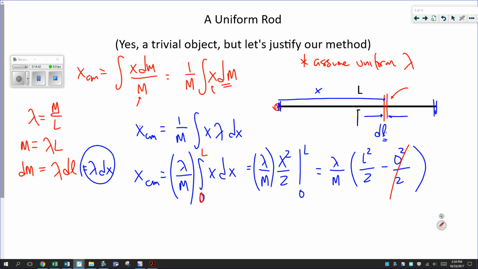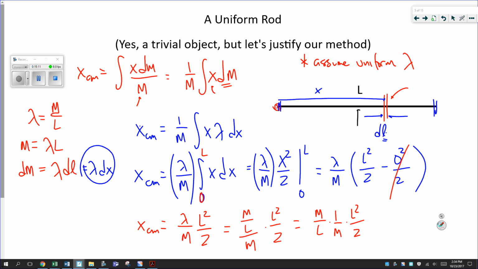All right, we get that the position of our center of mass is lambda over m times L squared over 2. But what's lambda? Oh yeah, lambda is m over L. So we get m over L over m times L squared over 2. The m's cancel, and there's a factor of L that cancels. Guess what we get? L over 2. Miracle? No, just calculus.